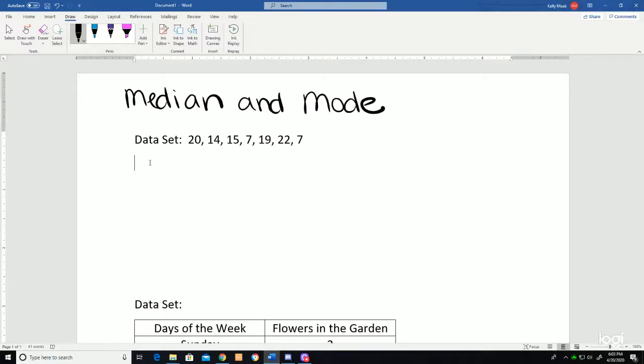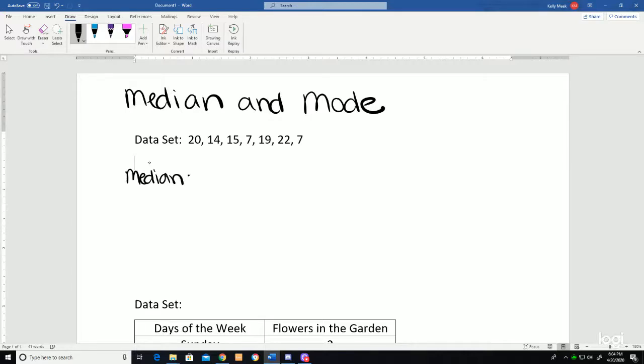We have talked about mean before. Mean is when you add all the numbers up and divide by how many they are, and that gives you a centralized number that all of those numbers revolve around. Now, median is something kind of similar to that. So let's talk about median first. I want to find the median.